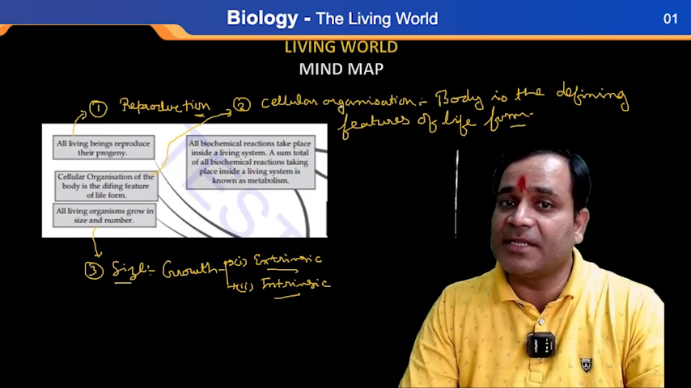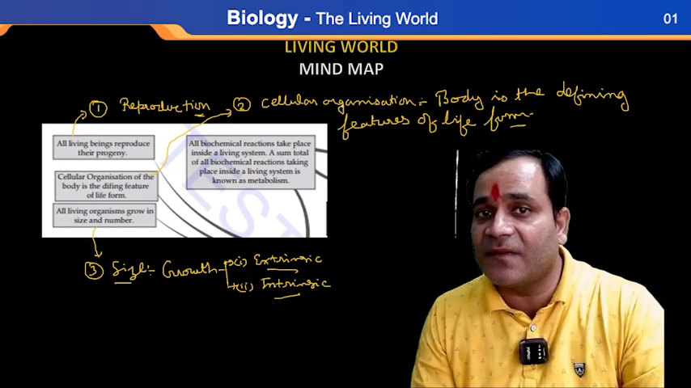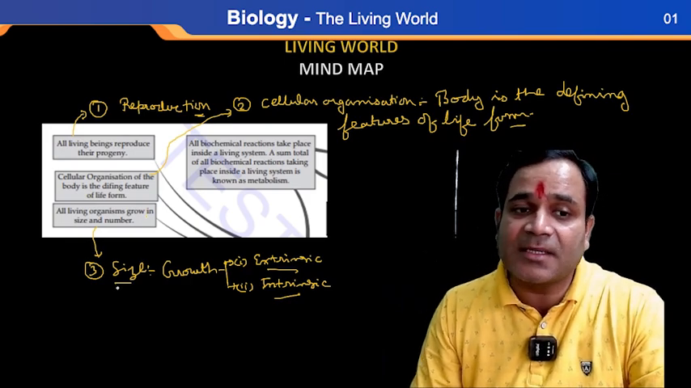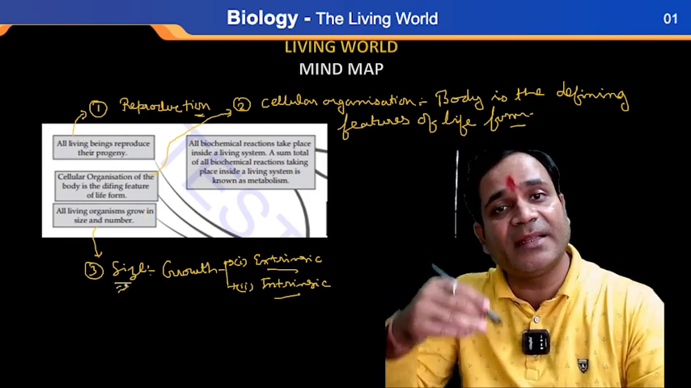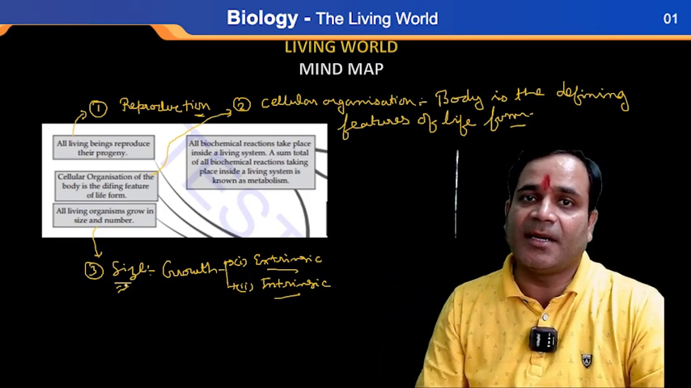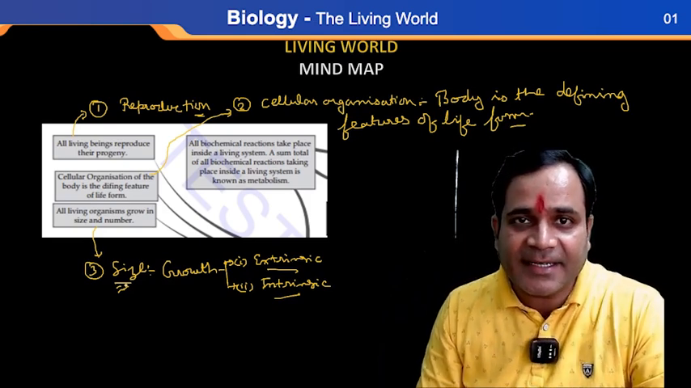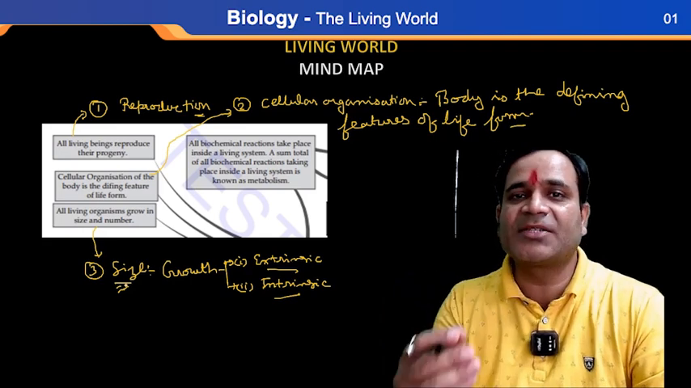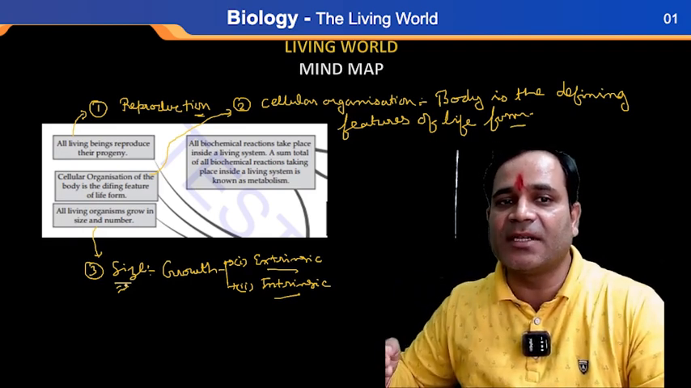Second, cellular organization. Body is defining as the feature of life forms, my dear. Here, all living organisms grow in size and number. Yes, each and every living organism grows in its size as well as in its number, my dear. Correct? Is that clear? So what is the growth here? Two. One is extrinsic growth. Second one is intrinsic growth, my dear.